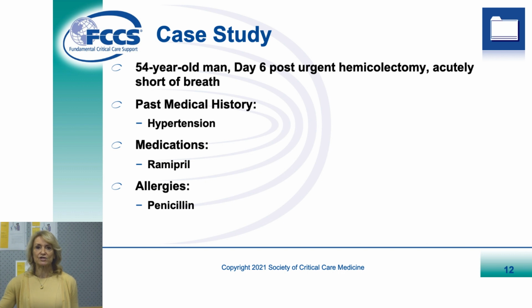Additional helpful information that your partner gleaned from the chart. There wasn't much. He does have a history of hypertension. He normally takes Ramipril. His normal blood pressure is in the 140s to 160s. So that tells you that his recent blood pressure is probably not normal for him. And importantly, he is allergic to penicillin. Because you suspect an infection might be present, you're likely going to start antibiotics, and you need to remember that he is allergic to penicillin.